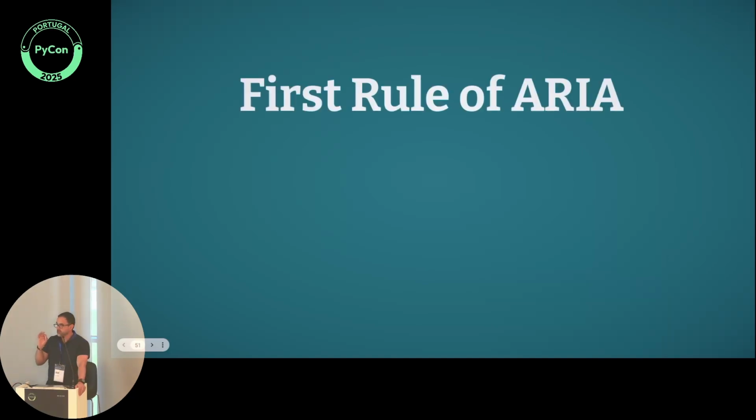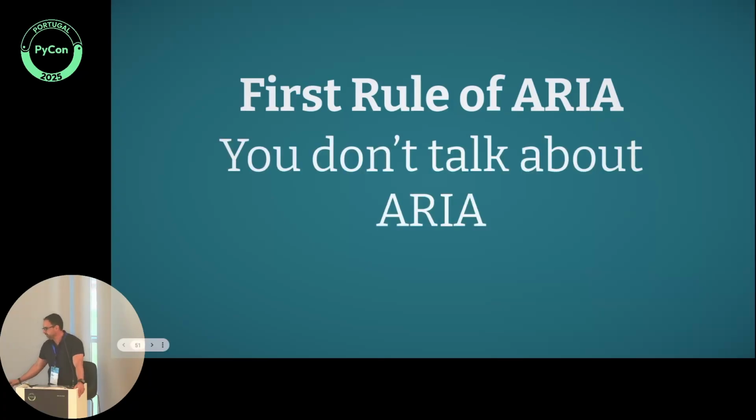And now, before I end the ARIA topic, let's just explain the first rule of ARIA: you don't talk about ARIA. If there's an HTML native element that does exactly the same thing, don't go for div role navigation. There's a nav. So you shouldn't use ARIA if you don't need to. ARIA should only be used when you really need to give extra information to your users. So that's basically it.